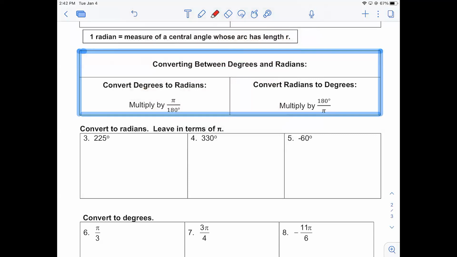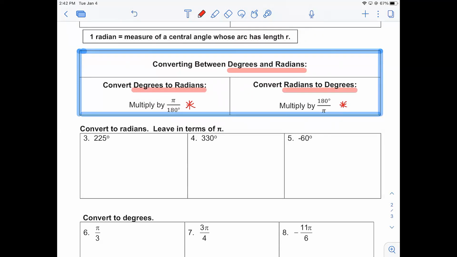Okay, so we're converting between radians and degrees, and there are 2 equations that we're going to use. If you're converting from degrees to radians, you're going to multiply by pi over 180. Now, if you're converting from radians to degrees, you're going to multiply by 180 over pi.